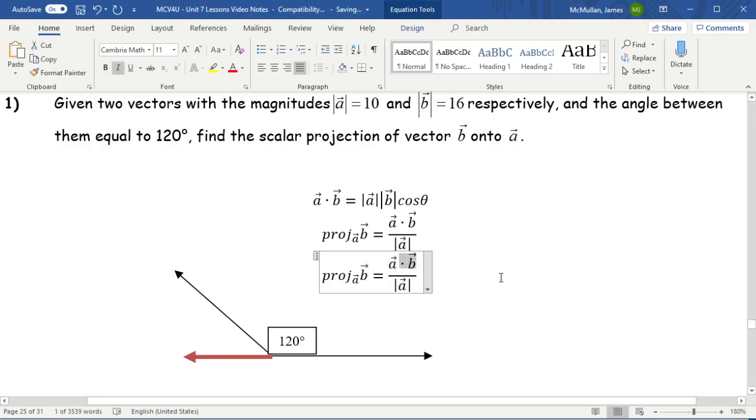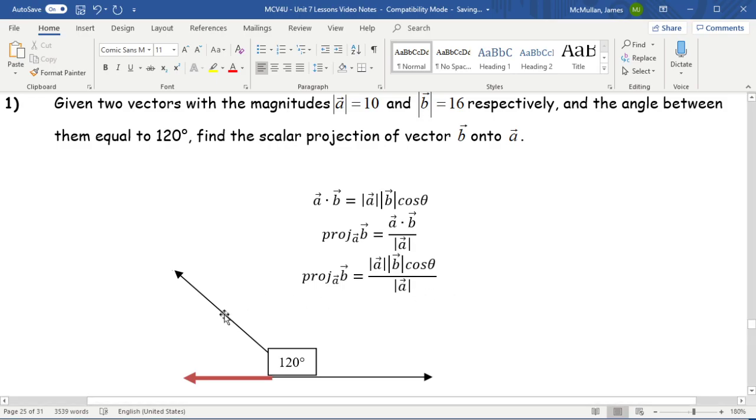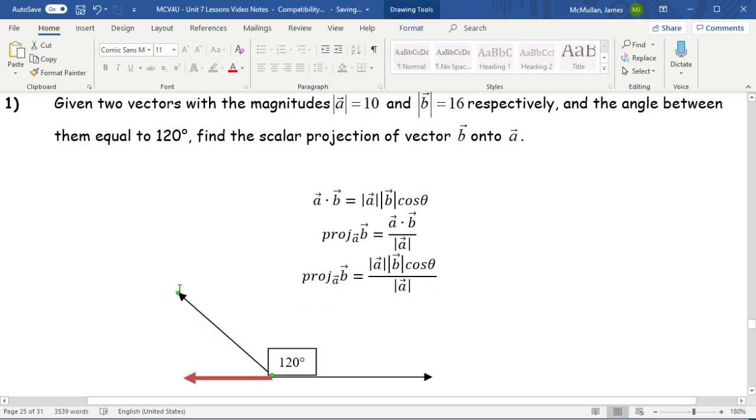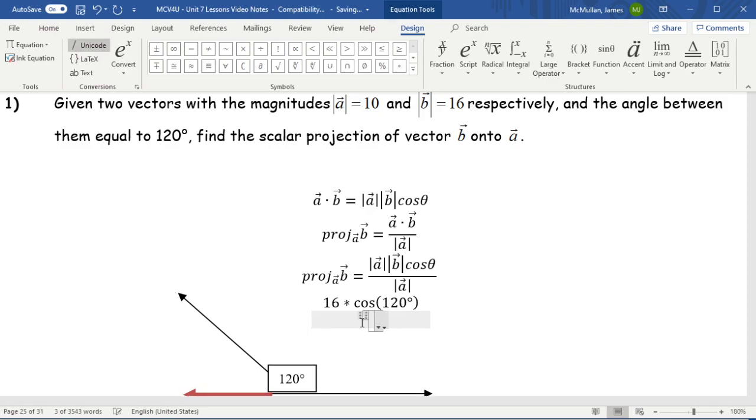What's A dot B, right? A dot B is magnitude A, magnitude B, cos theta. So if we go back and put that in, magnitude A cancels magnitude A, and all you're doing here is the magnitude of B times cos theta. What's the magnitude of B? It's this length right here. Cos theta, now just to be careful, theta is 120. So when you do cos of 120, you get negative 0.5. But it's up to you to remember, do I do it with a negative, or do I do it with... So 16 times cos 120 equals negative 8.